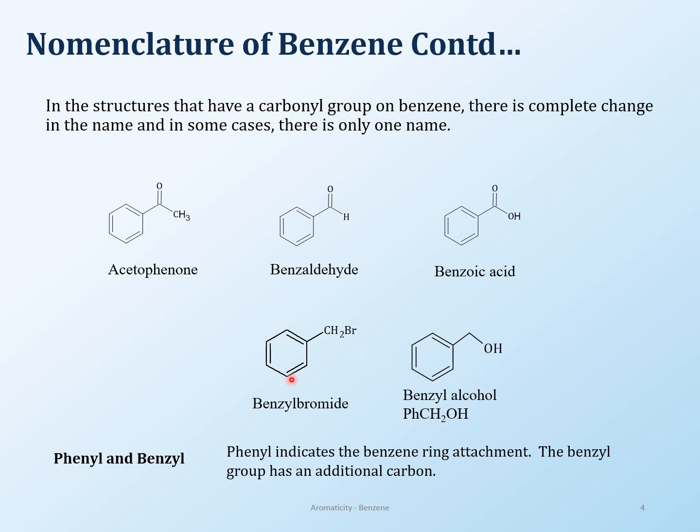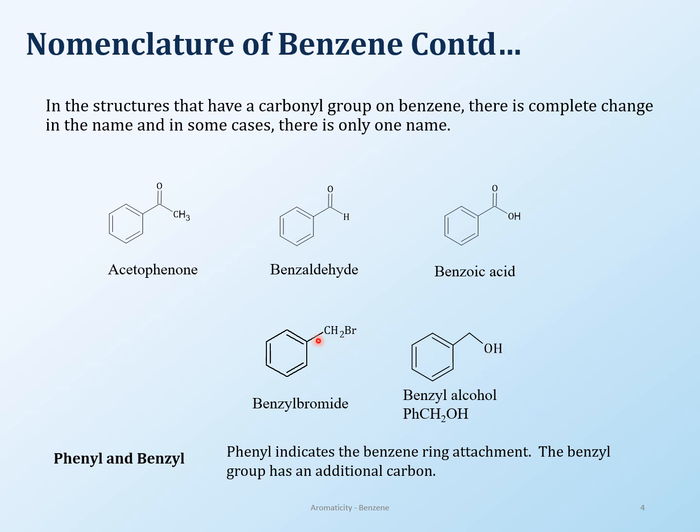Okay, and then here are some of the benzyl nomenclature. Benzyl bromide would mean that you have a CH2 attached to the benzene ring. A phenyl bromide is without the CH2, benzyl is with the CH2. And then here is benzyl alcohol.